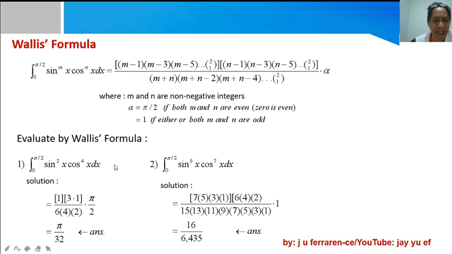Then consider the exponent of cosine, correct? So this is 7, so I have to start with n minus 1. So 7 minus 1, 6. Then 6 minus 2, there you have 4. 4 minus 2, then you have 2. So this is the last factor. You may close with a bracket, no?